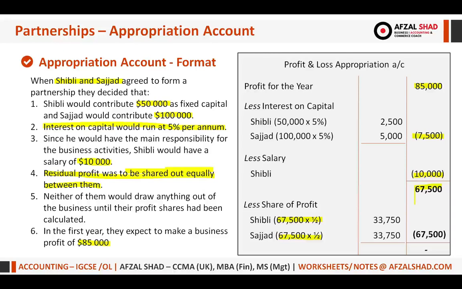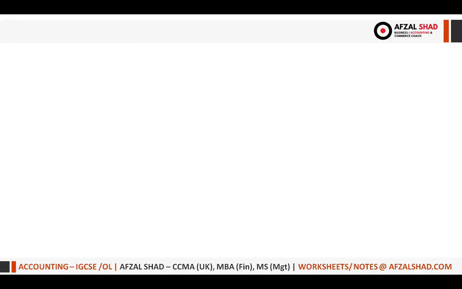Just for the sake of a question, suppose point number 4 was other than the residual profit being shared out equally, let's suppose the ratio was 2:1. Then for Shibli, you would do 67,500 multiplied by, rather than 1/2, 2/3 because the ratio was 2:1, and then for Sajjad it is going to be 1/3, as we have discussed in the previous slide. So the ratios can change, you know how to deal with the ratios, and the rest of the things are in front of you.